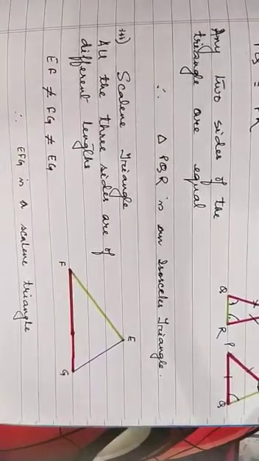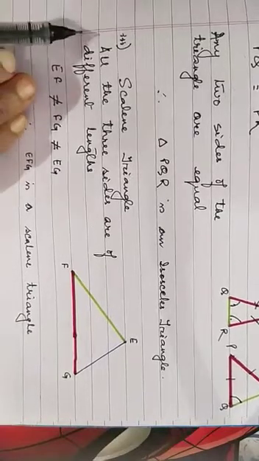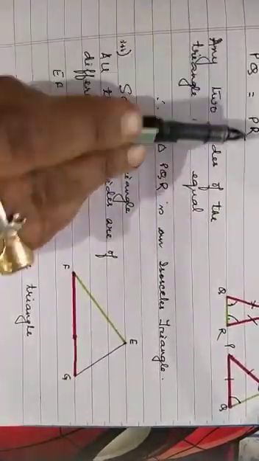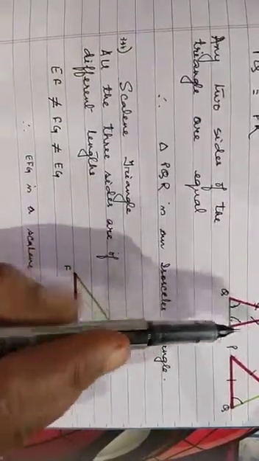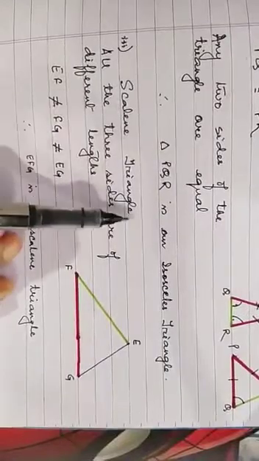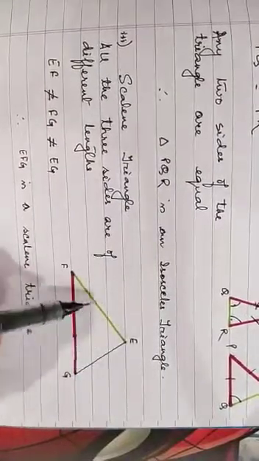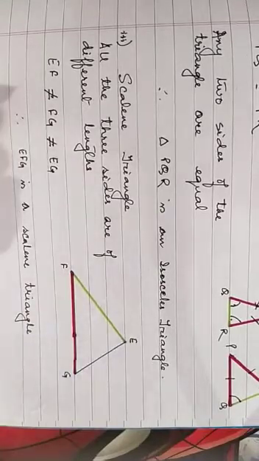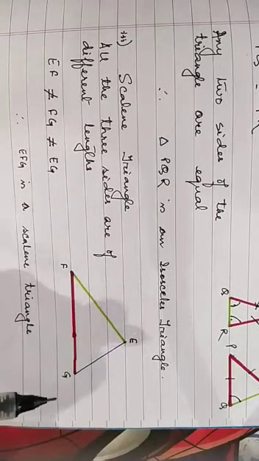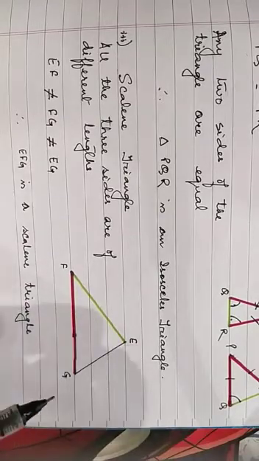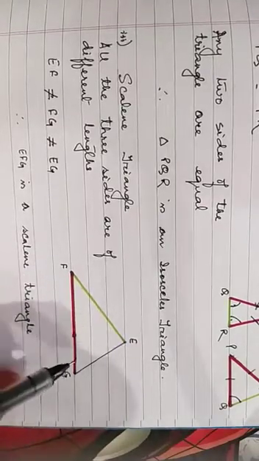First one we studied is equilateral triangle. There all the three sides were equal. Then next we studied is isosceles triangle where two sides are equal. Then third is the scalene triangle. Here in this triangle, see three different colors, means none of the sides are equal. So if all the three sides of a triangle are of different lengths, then it is a scalene triangle.